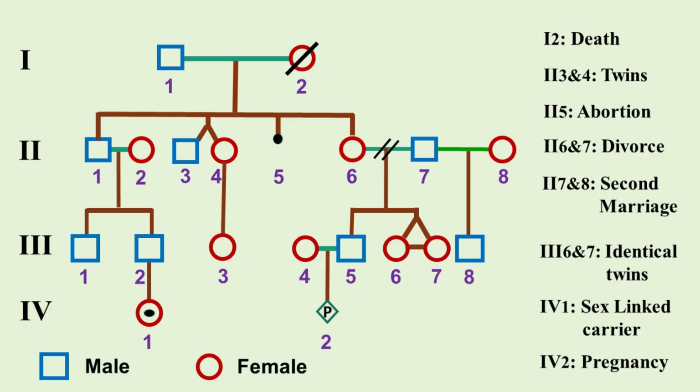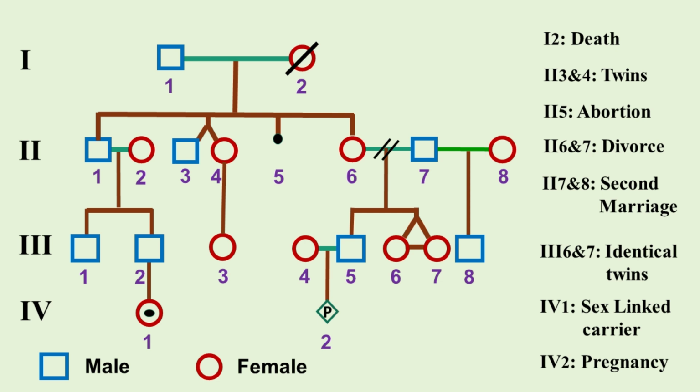In the 3rd generation, III, individuals 6 and 7 are identical twins, meaning they are monozygotic twins. It's shown as twins, but also adding a horizontal line between them. In the 4th generation, individual 1, so it will be IV1, shows a sex-linked carrier. It is usually for females, so it's a circle, and a small filled circle is mentioned in the middle of it. This means she has a normal phenotype but carries the recessive allele. This symbol is just used for females where sex determination is male heterogamete. The male produces two types of gametes based on sex chromosomes.